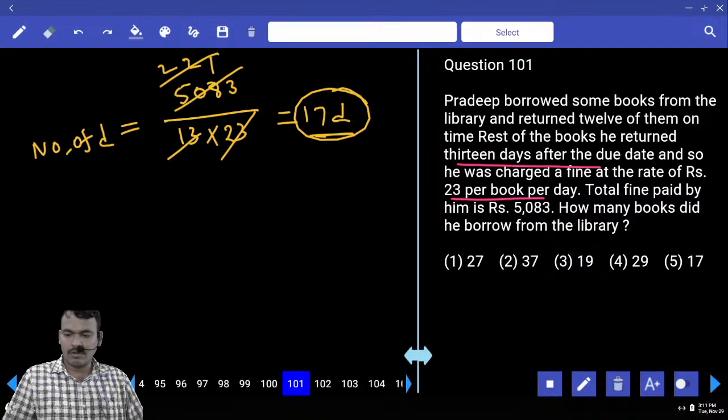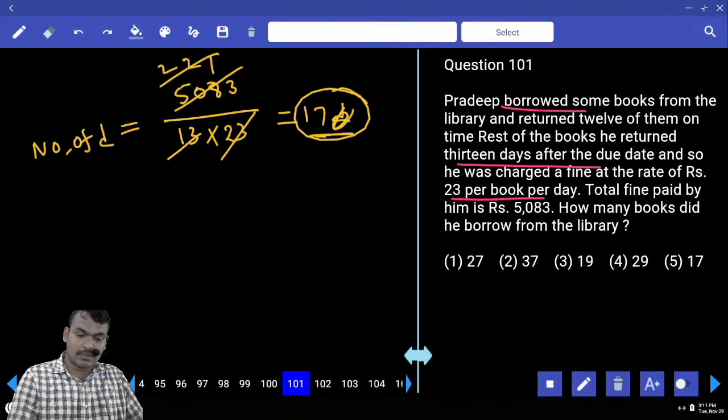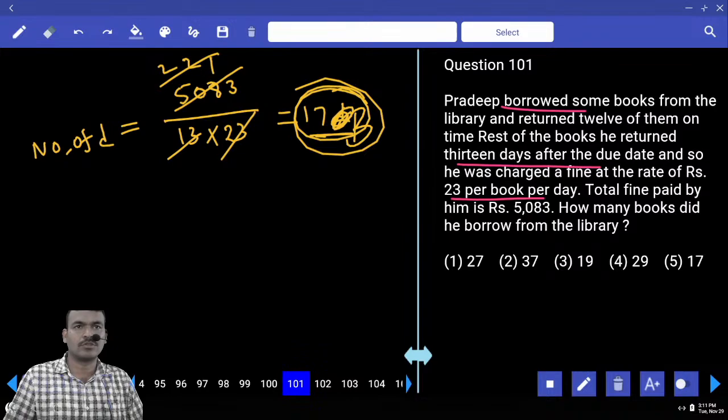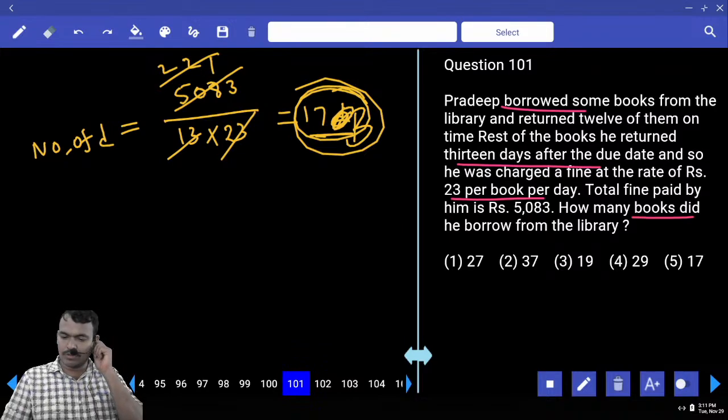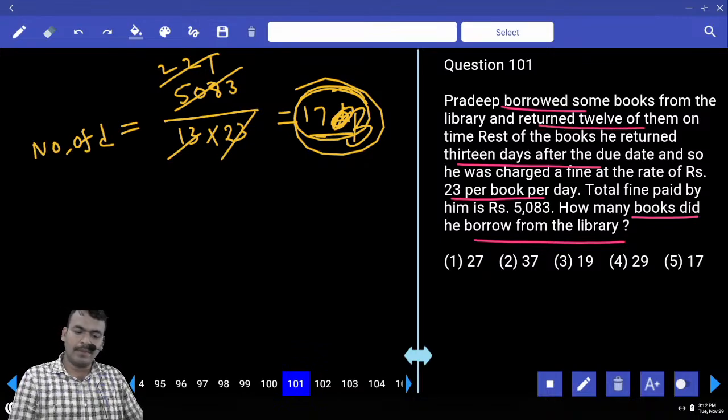17 days. What is the question here? Pradeep, how many books are there? 17 books. Because after 13 days he paid how many rupees? 5083. But how many books are there? 17 books. But here the question is, how many books did he borrow from the library? Already how many books are returned? 12. 12 plus 17. Total how many books? 29 books.